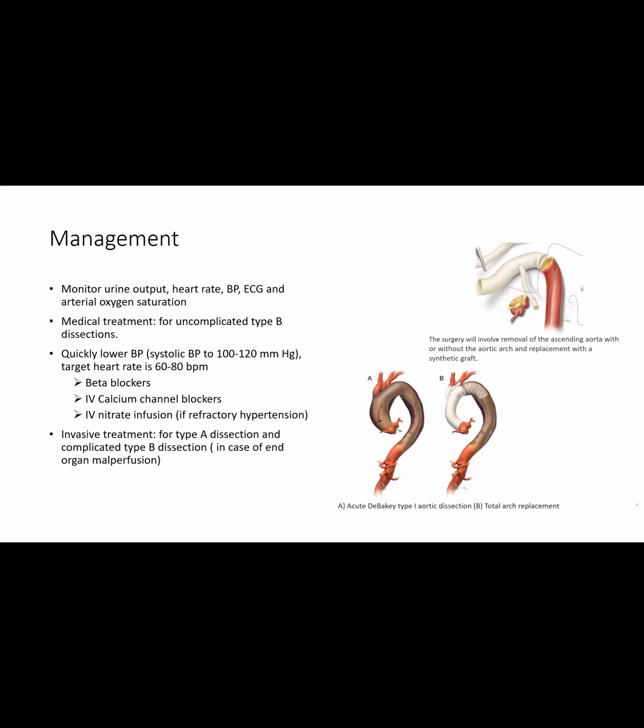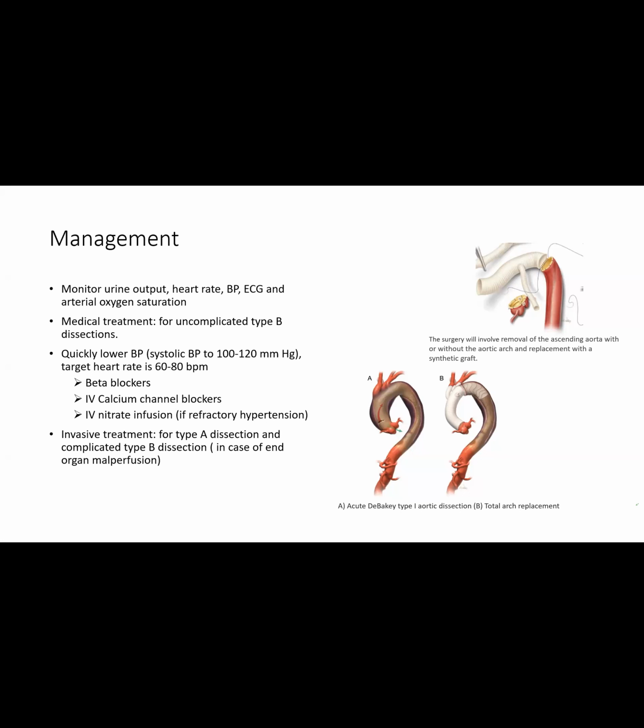So invasive treatment, like urgent surgical intervention, is the treatment of choice in the majority of patients with type A dissection, and the surgery will involve removal of the ascending aorta with or without the aortic arch, and also replacement with a synthetic graft.